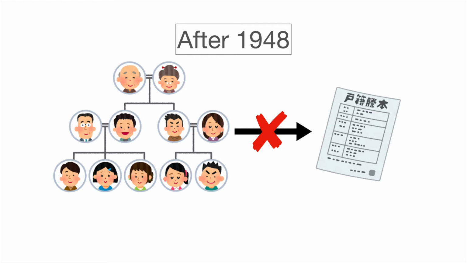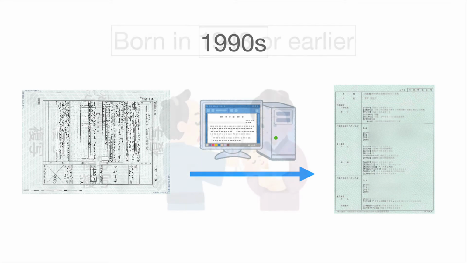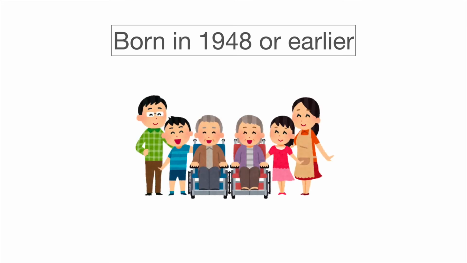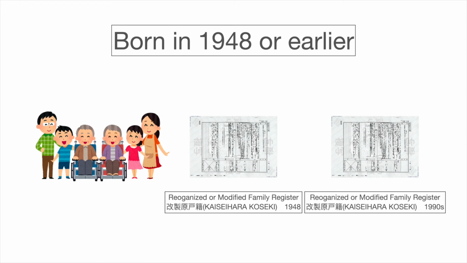In the 1990s, the family register was approved to be processed on the computer. Before then, the family register had been created on paper with a typewriter. In other words, if you were born in 1948 or earlier, in principle, your family register will have been revised twice, so there will be 2 modified registers. Also, the modified family registers are currently stored for 150 years, but before 2010, they were only stored for 80 years, so some of these modified original family registers may have already been discarded.